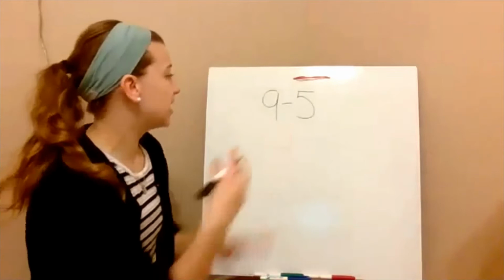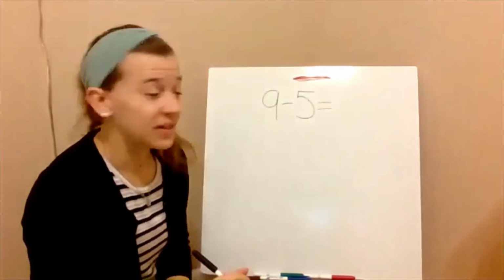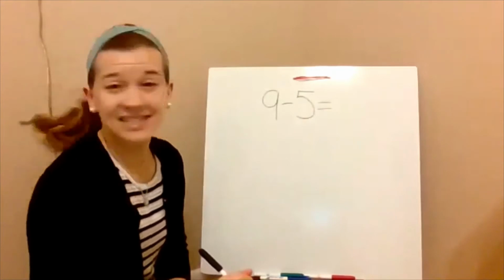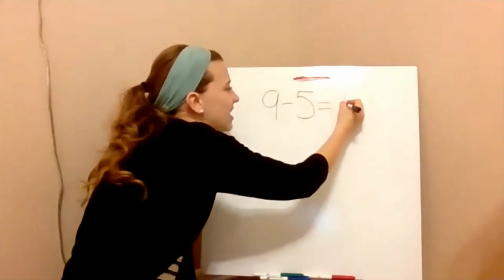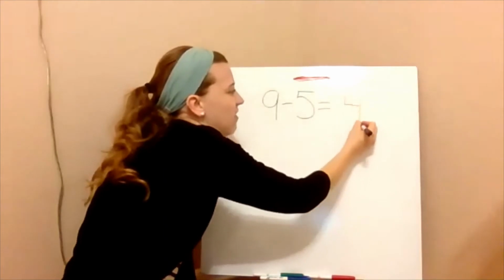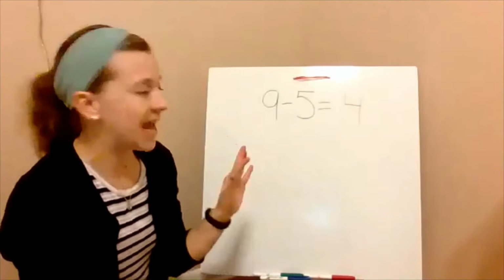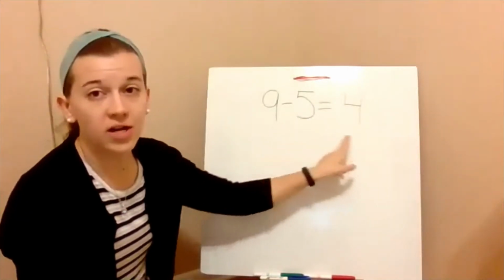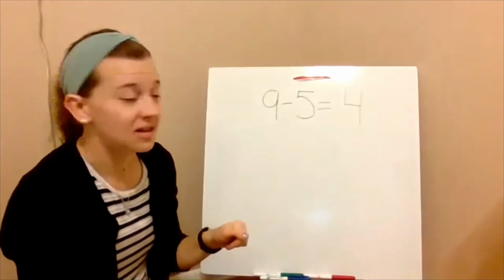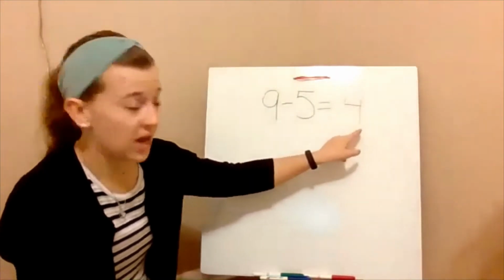So 9 minus 5 equals, can you figure it out? 9 minus 5 equals 4. Very good. 9 minus 5 equals 4. Now, how would we check by adding? Which number should we start with in our addition sentence? Start with number 4. Okay?